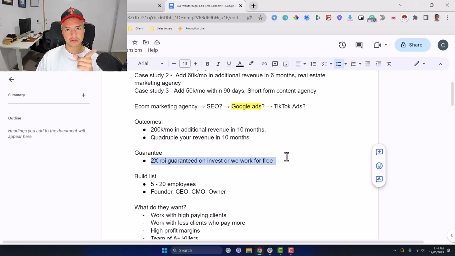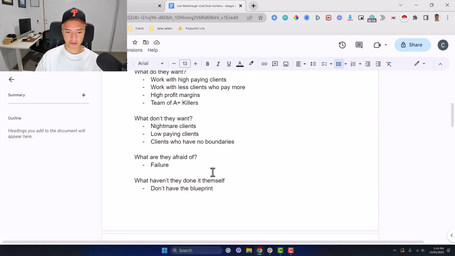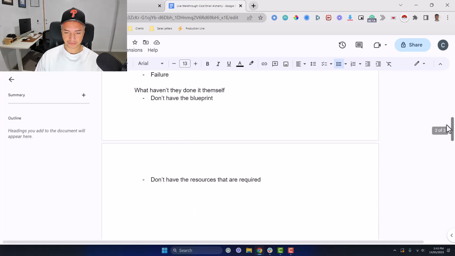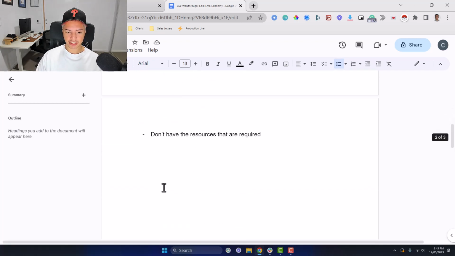But obviously, you're going to do everything within your power to do as much as you can to actually help them do that. Now that you have what they want, what they don't want, what they're afraid of, and why they haven't done it themselves, what you can do is you each have a new angle to reach out to these prospects with. So now you go angle one.